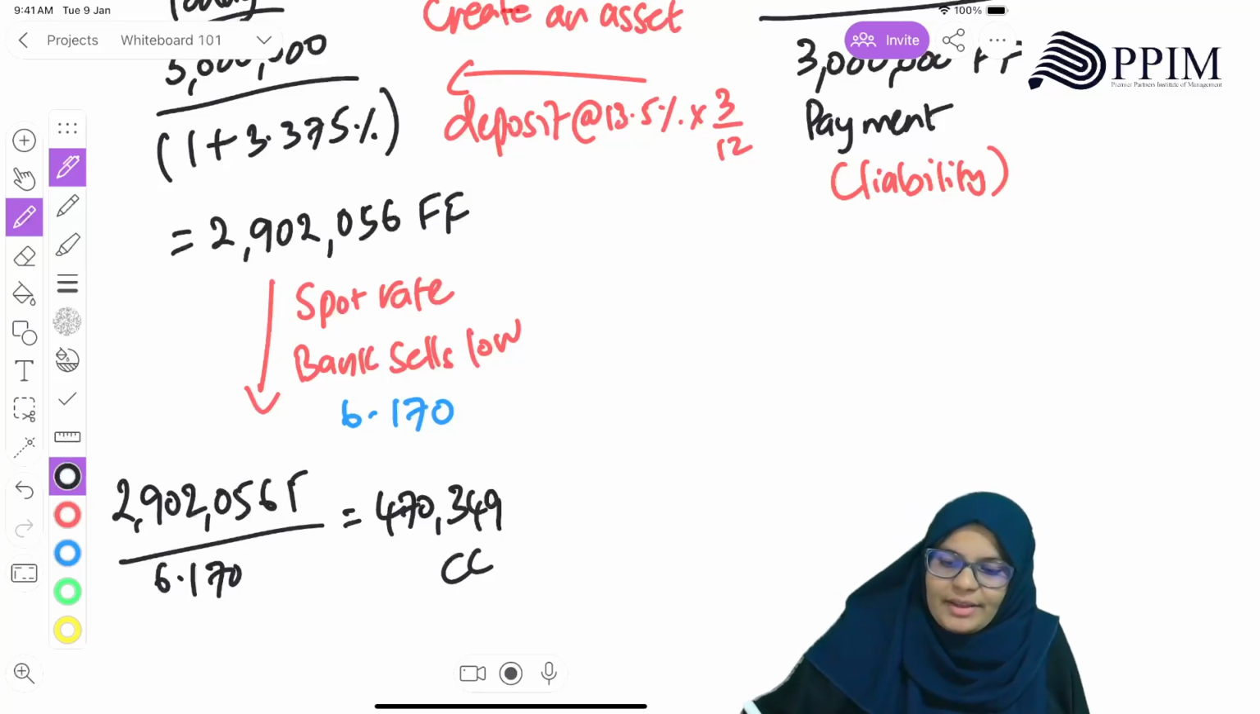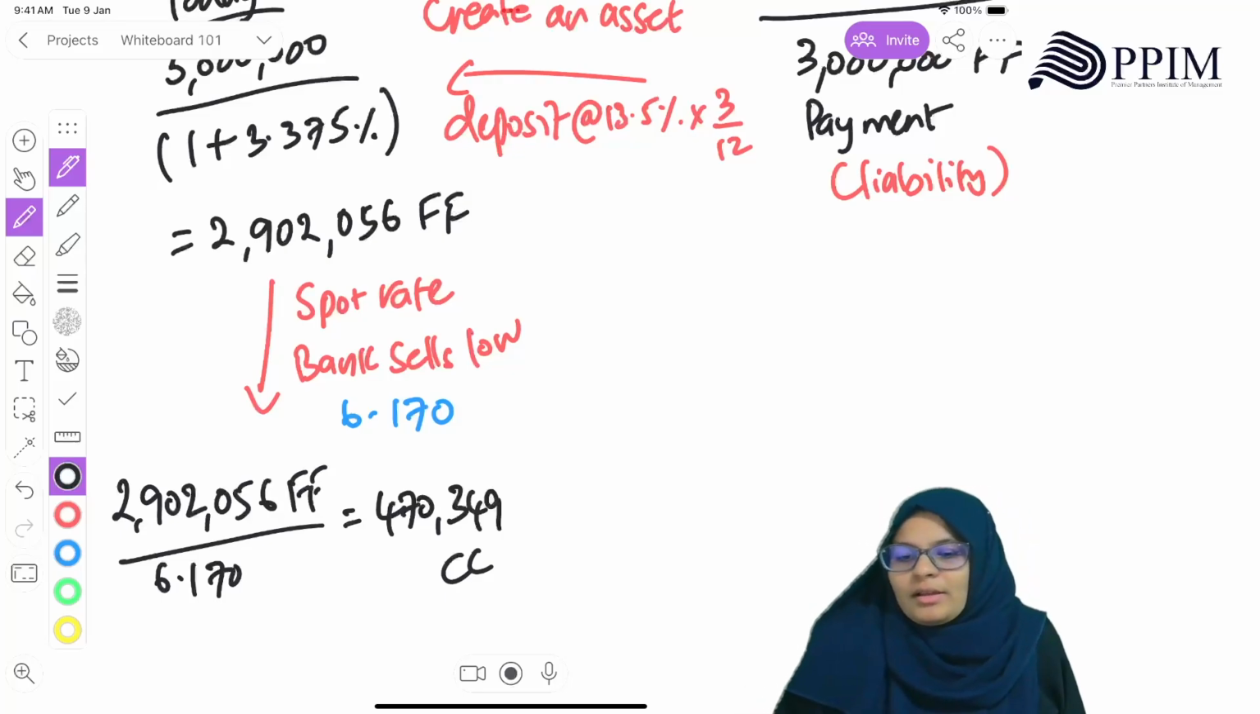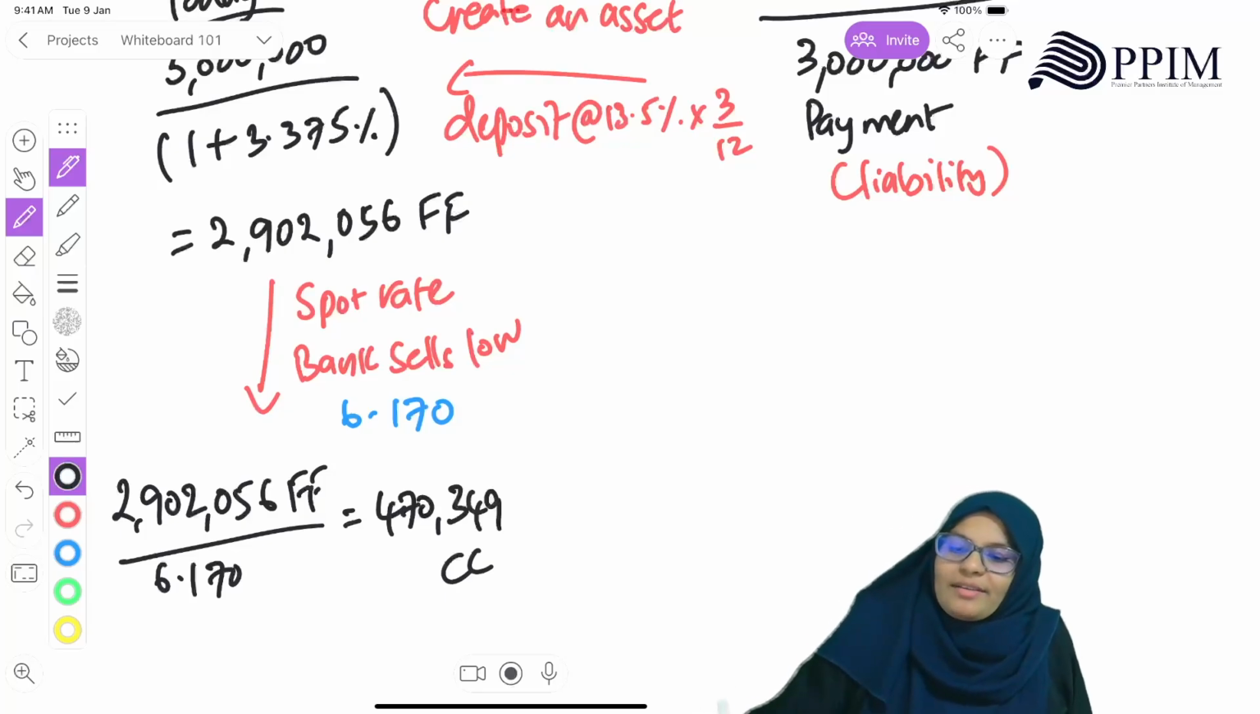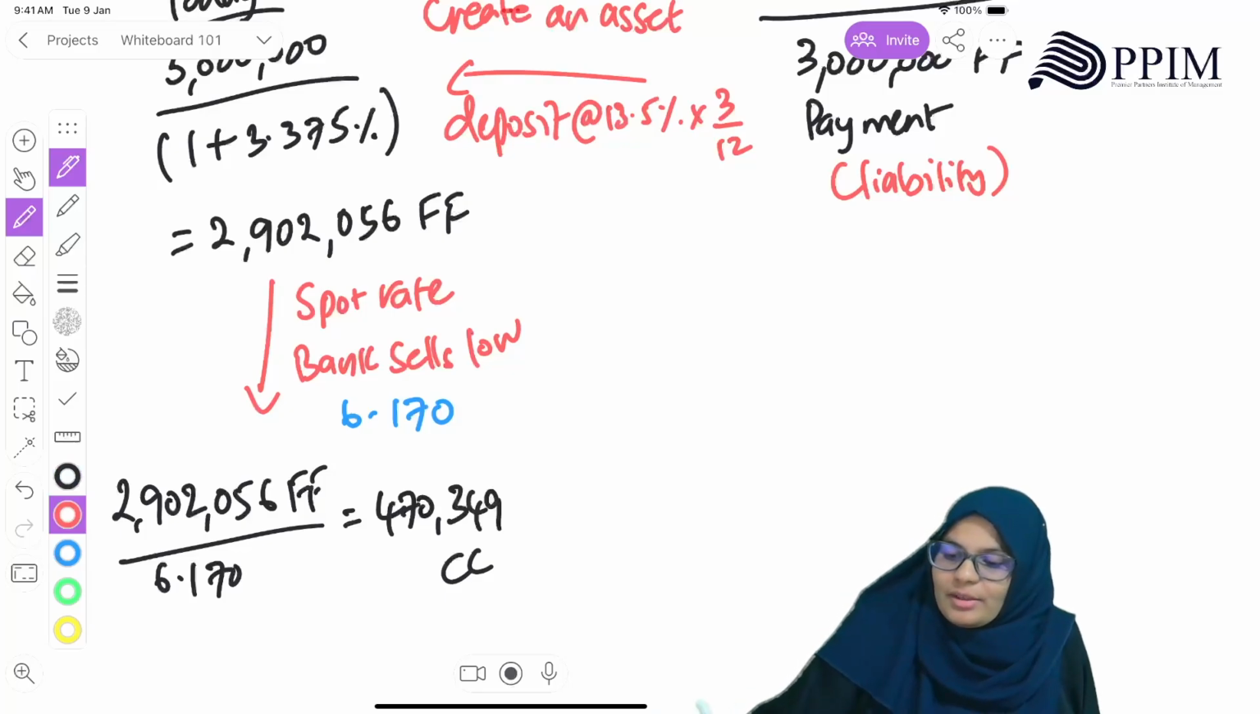This is in francs. Right. So now what will I do? I will borrow this amount. Okay. So I deposited. I'm supposed to deposit first. So the second thing I will do is I will borrow this.